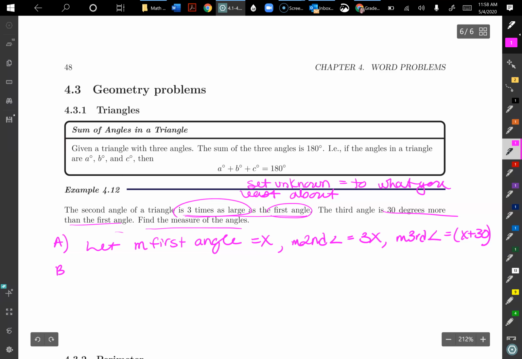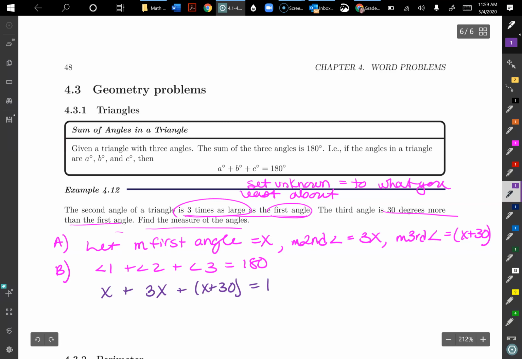That's really important. Then I have some other information. I just know that all those angles need to add up to 180, right? So I would have the measure of angle 1, which I'm going to leave off the m now, but angle 1 plus angle 2 plus angle 3, the measures of those, equals 180. We agree on that, right? So now I have to fill in what is angle 1? Well, that's x. Angle 2 is 3x. And angle 3 is x plus 30. And all that equals 180.